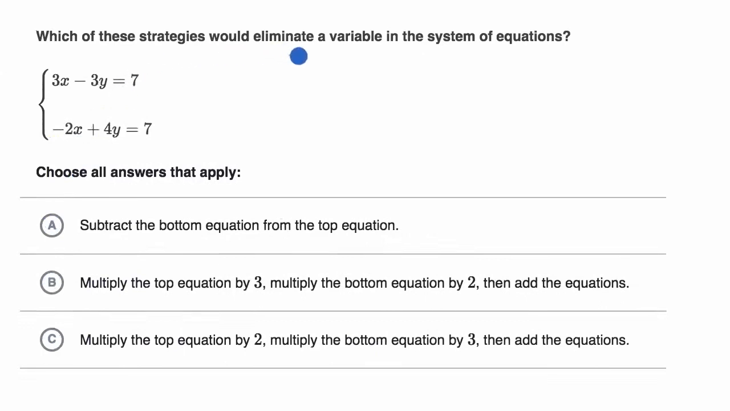Which of these strategies would eliminate a variable in the system of equations? Same question again. So the first one they suggest is subtract the bottom equation from the top equation. Pause this video. Does that work?